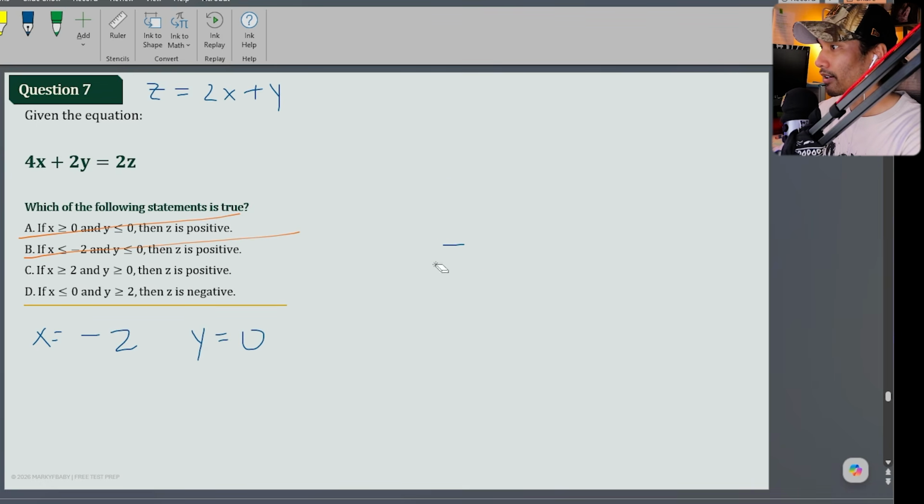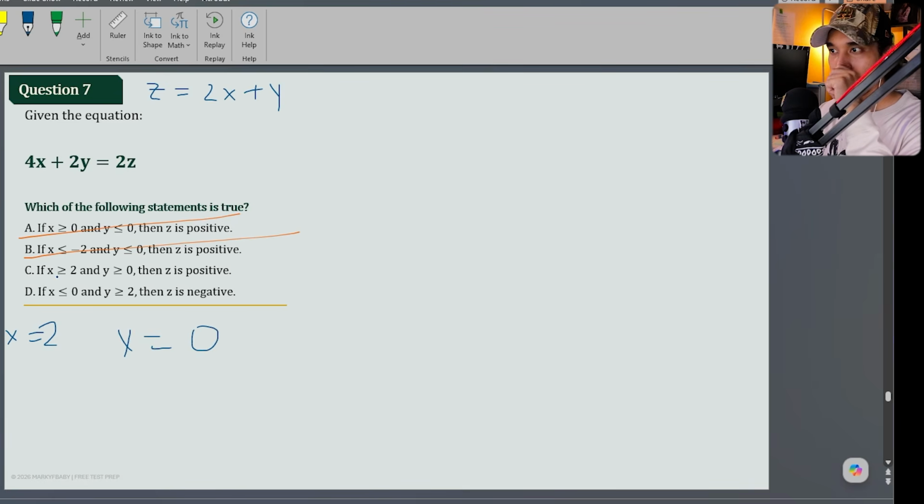I have here if x is greater than or equal to 2, and let me just erase this. If x is greater than or equal to 2, so I am going to choose 2, x equaling 2, and then y is greater than or equal to 0, and I'm going to choose 0, okay? If x is greater than or equal to 2, did I say less than? Remember, this is greater than, okay?